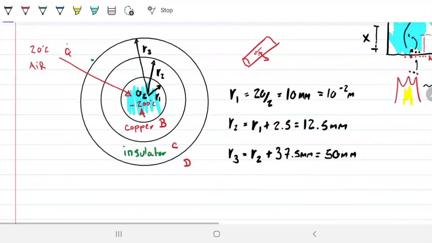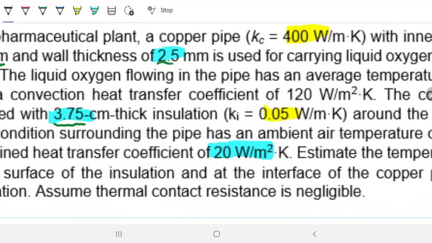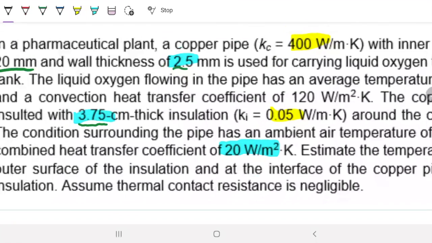Well, Pablo, go. Is it 3.75 or 37.5 for the insulator? 3.75 centimeters. Same thing as 37.5 millimeters. Yep, perfect. Cool. All good.